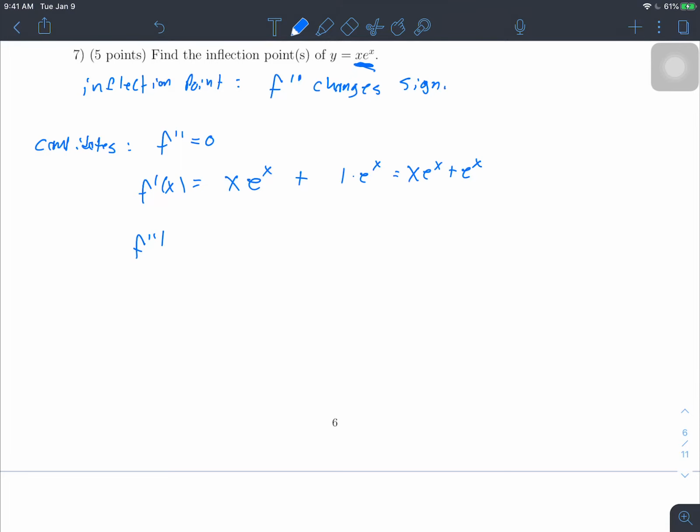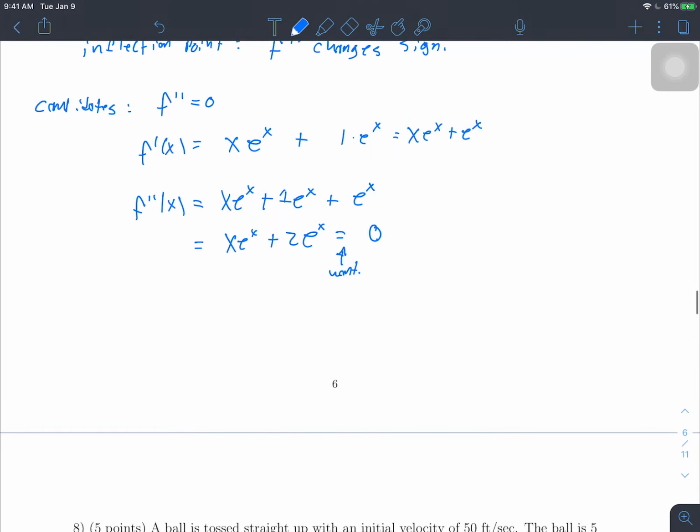And then f double prime of x should be equal to the derivative of the derivative. So we'll take x e to the x plus e to the x and take its derivative. For the first term, we use the product rule again: x e to the x plus 1 e to the x, plus the derivative of e to the x, which is e to the x. So we get x e to the x plus 2 e to the x equals 0. This is what we want for a candidate.